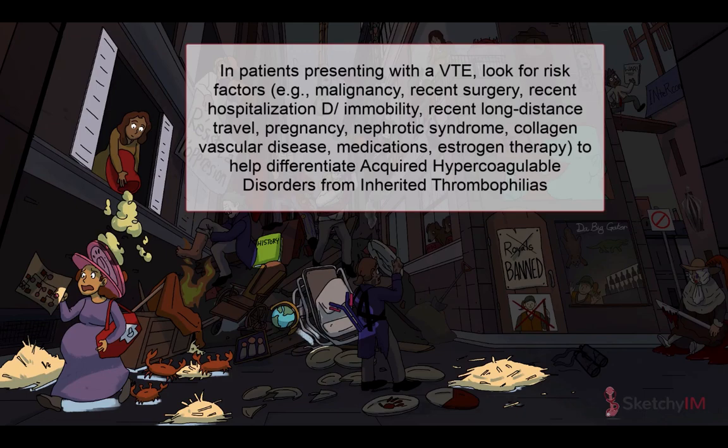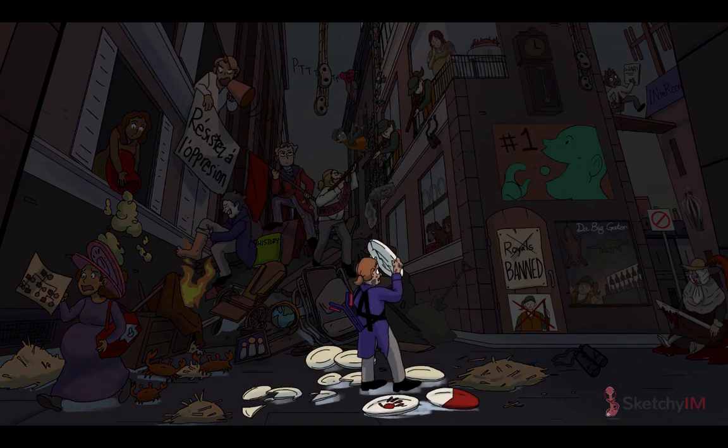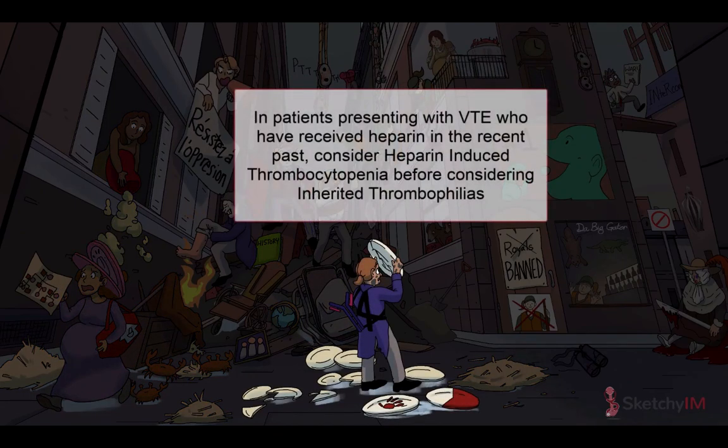Risk factors such as malignancy, recent surgery, recent hospitalization or immobility, recent long distance travel, pregnancy, nephrotic syndrome, collagen vascular diseases like lupus, and medications like OCPs should all make you think of an acquired hypercoagulable disorder first. Other acquired hypercoagulable conditions to consider include myeloproliferative diseases like polycythemia vera, advanced liver disease, and antiphospholipid syndrome. But we'll talk about that last one a little later in this sketch. One more thing. If your patient has recently received heparin, heparin induced thrombocytopenia should also be up there on your differential.